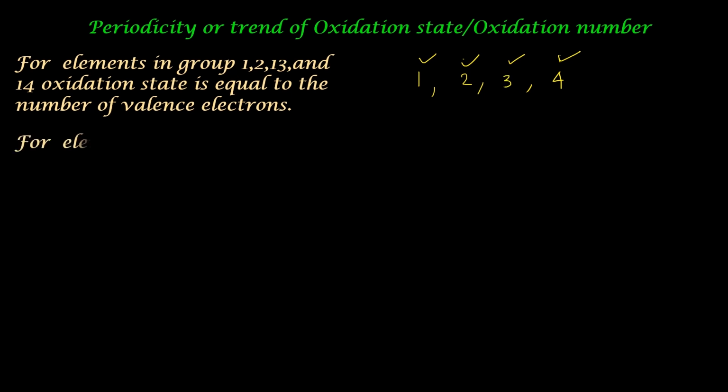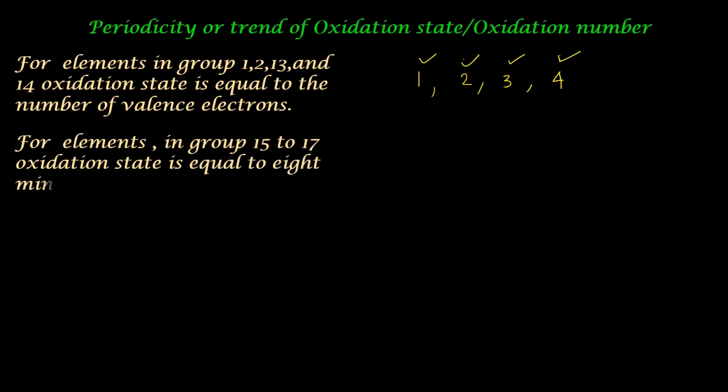For elements belonging to 15th, 16th and 17th group, that is from 15th to 17th, oxidation state is equal to 8 minus the number of valence electrons.